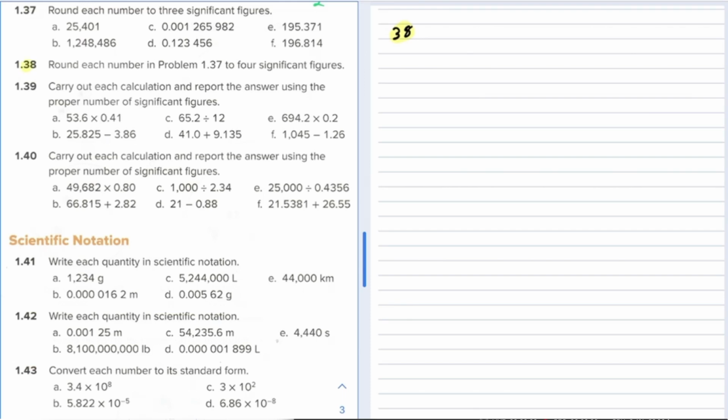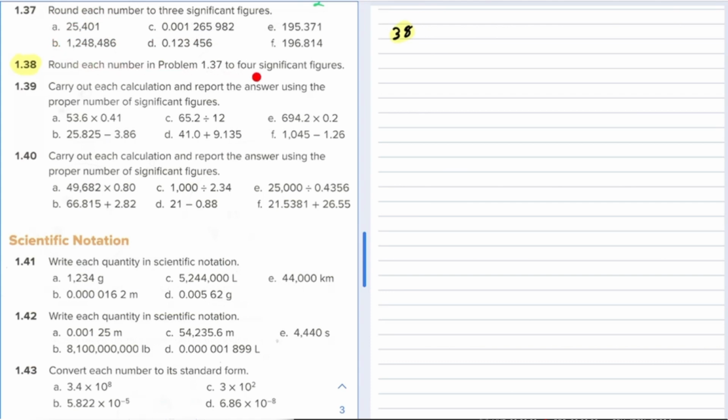Okay, problem number 38. Round each number in problem 37 to 4 sig figs. So when you're looking at number 37, you've got a bunch of numbers. Let's round each one of these to 4 significant figures, one at a time. Now I'm actually going to skip A and start with B, because there's something special about A that I want to point out at the end. Okay, let's just start with B.